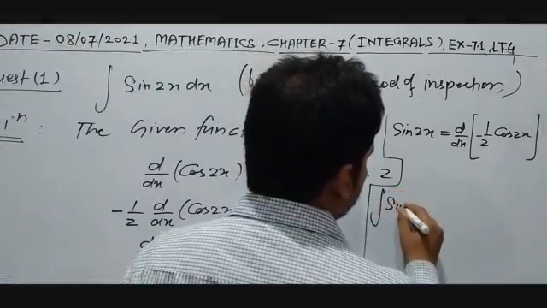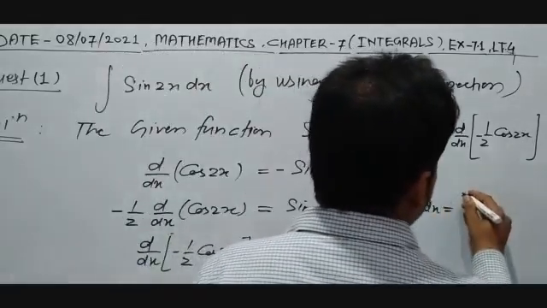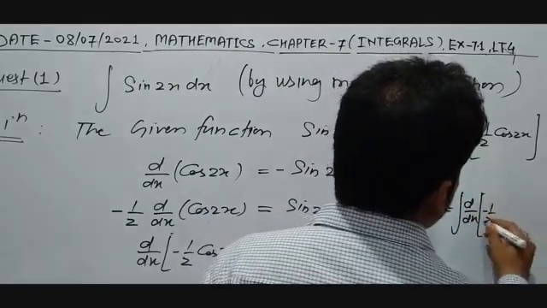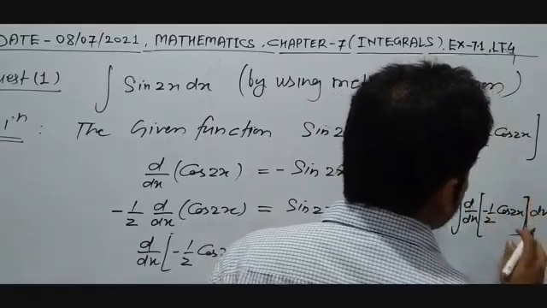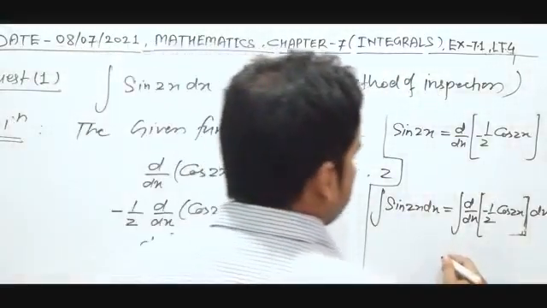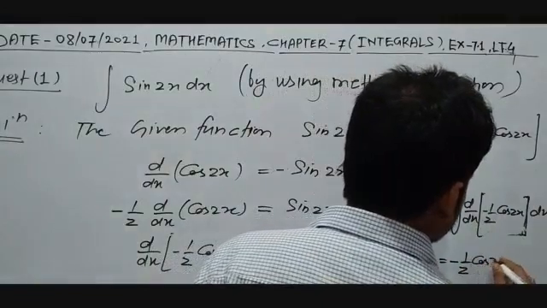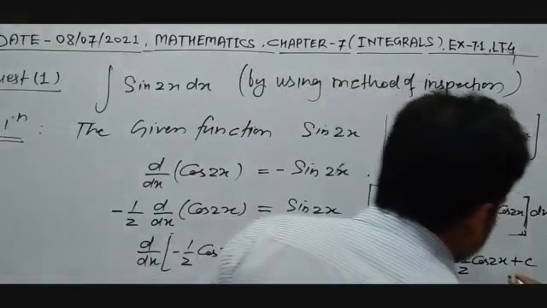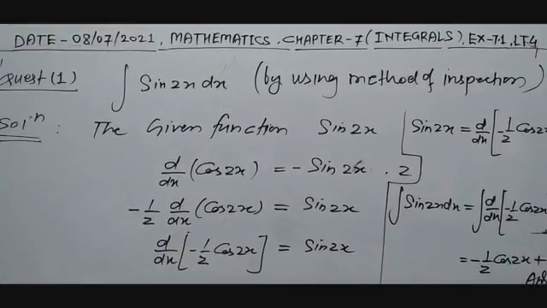Integration of sine 2x dx can be written as integration over d by dx of minus 1 by 2 cos 2x dx. Now integration and dx both will cancel out. So the result will be minus 1 by 2 cos 2x plus c. And this is the answer. Now this question is completed. Now come to the next question.